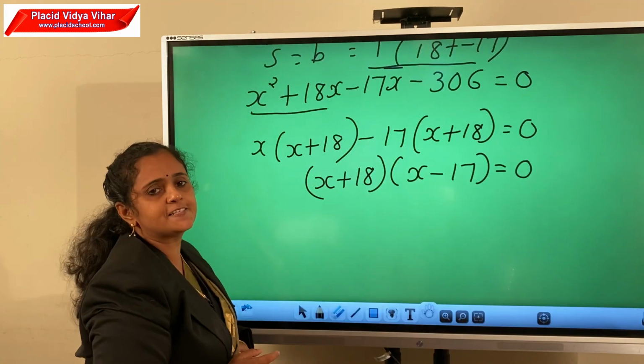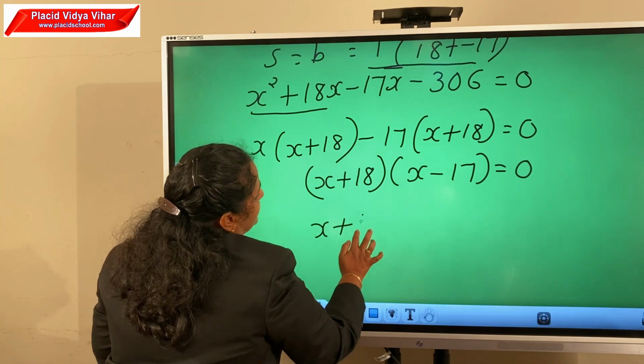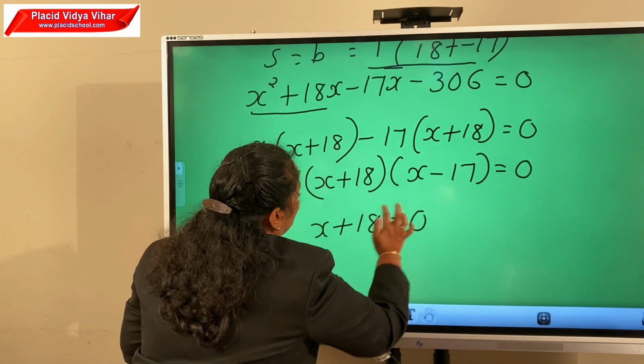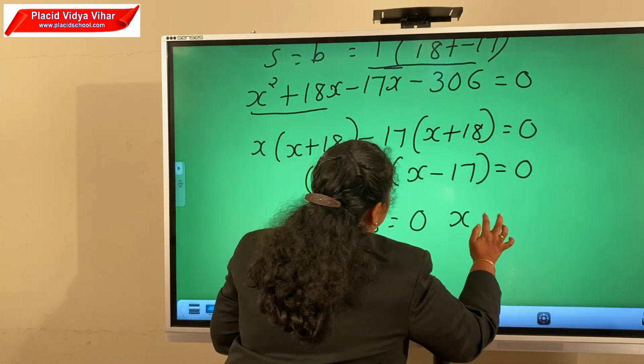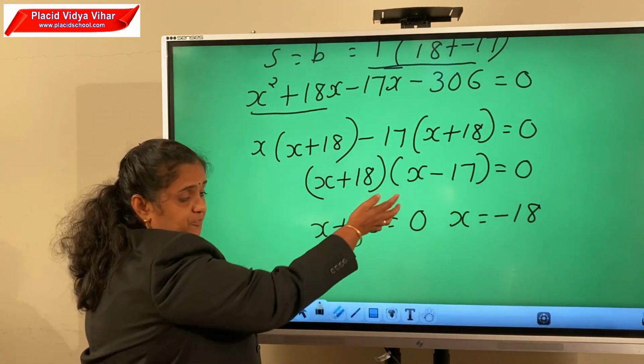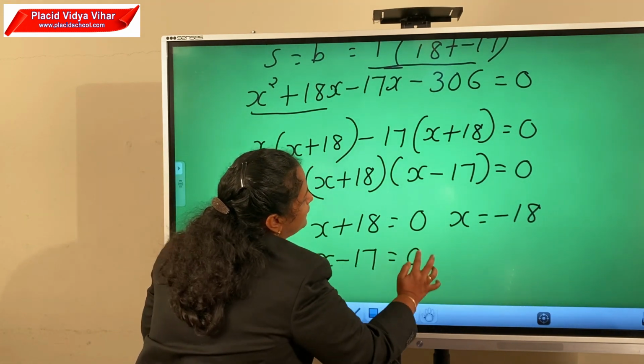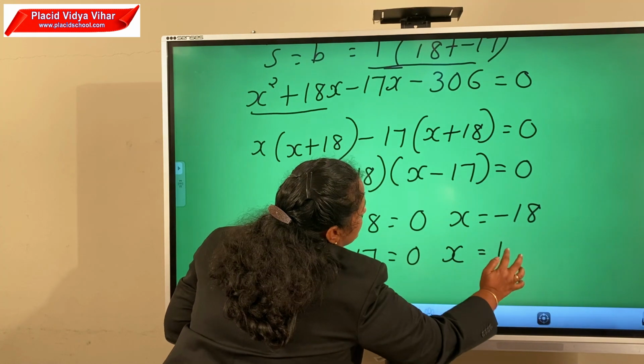Then each factor is equal to 0, to find the value of x. That is x plus 18 is equal to 0. The value of x is equal to minus 18. Then the second factor, x minus 17 is equal to 0. The value of x is 17.